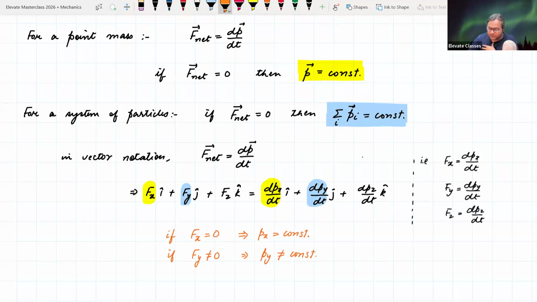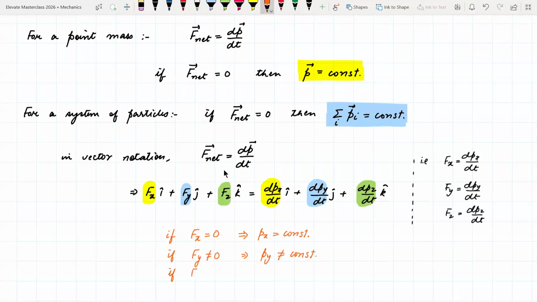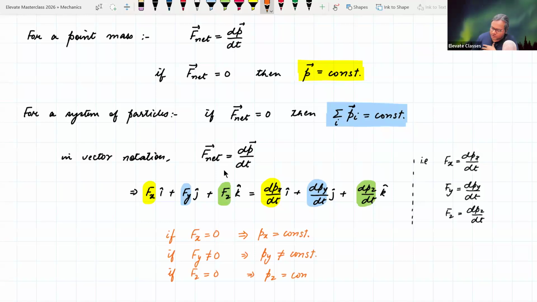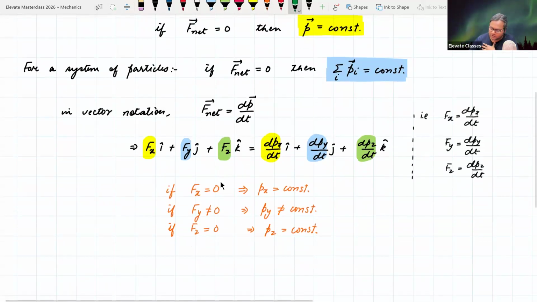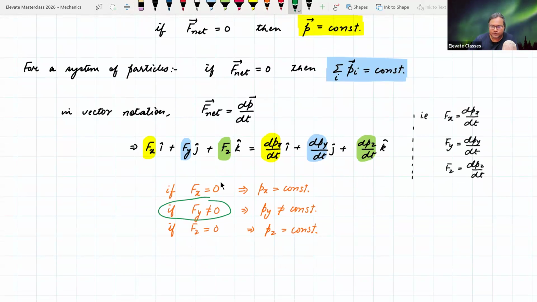I can do the same thing for the others. Fz is equal to dpz upon dt, which means that if fz is equal to 0, then pz is a constant of motion. What you have to note here is that there is a force inside the system. Why? Because fy is non-zero. So the system is experiencing some force.